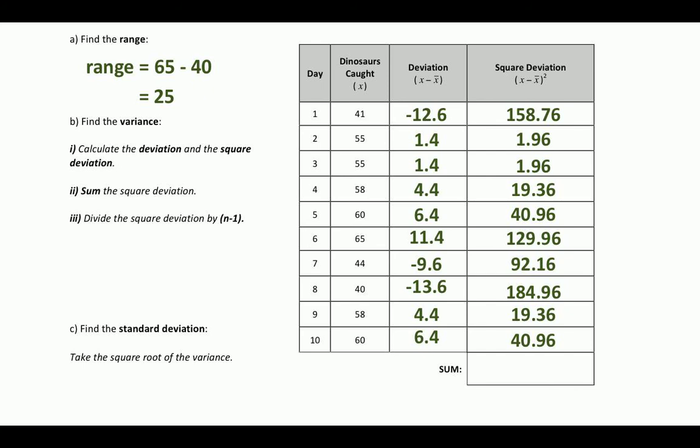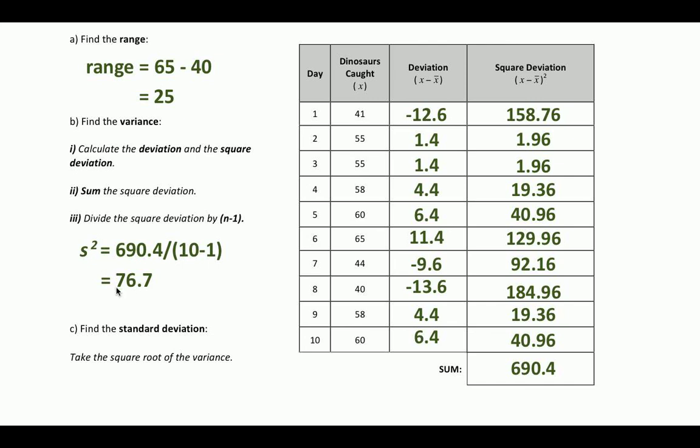Now we need to sum these square deviations. So we take all of them and we add them up. There's the numerator of the formula for variance, the sum of all the square deviations for all your points. And so if we want to calculate the variance, we take the sum of the square deviation and we divide by n minus 1, because it's a sample. Because there's 10 days, it's 10 minus 1. And so you're going to see right away that the variance is significantly lower than what mine was.